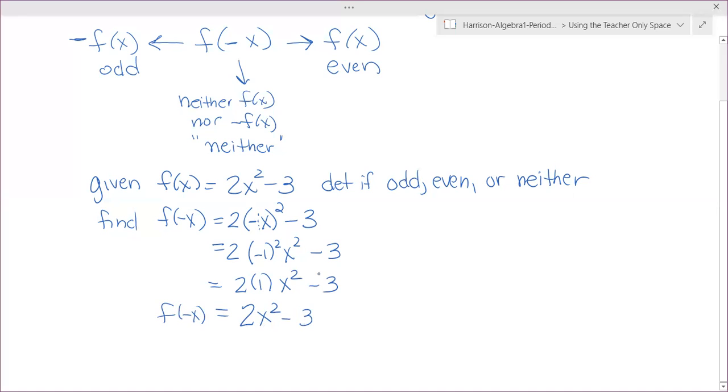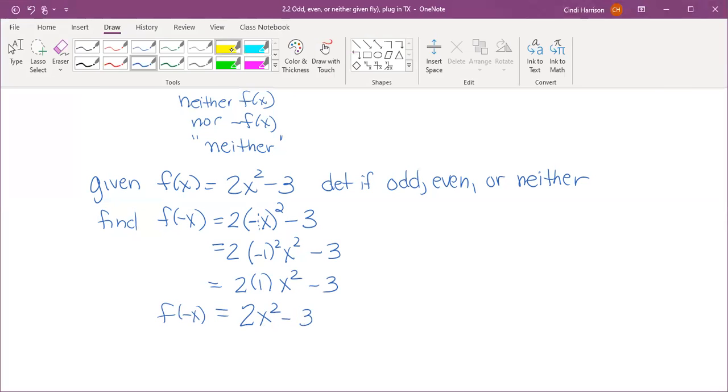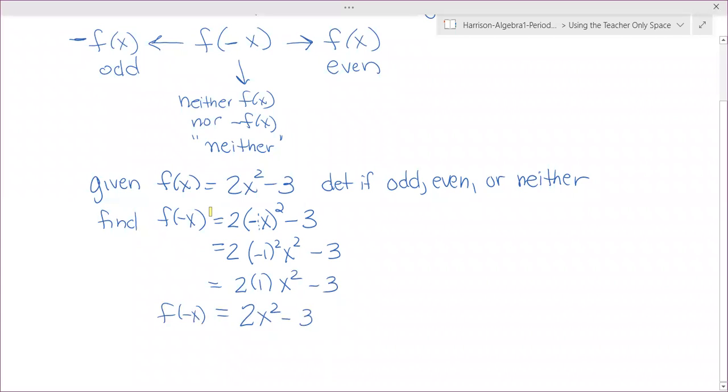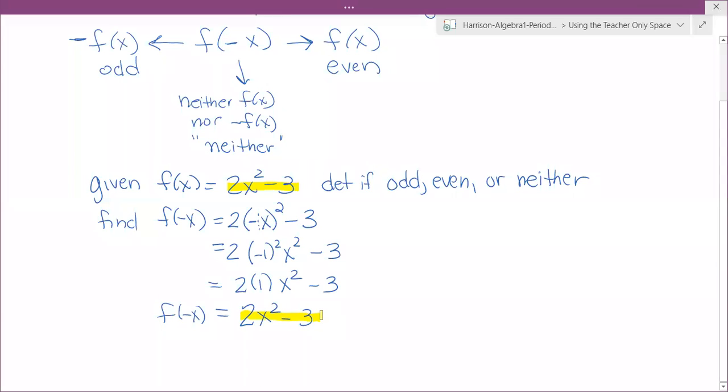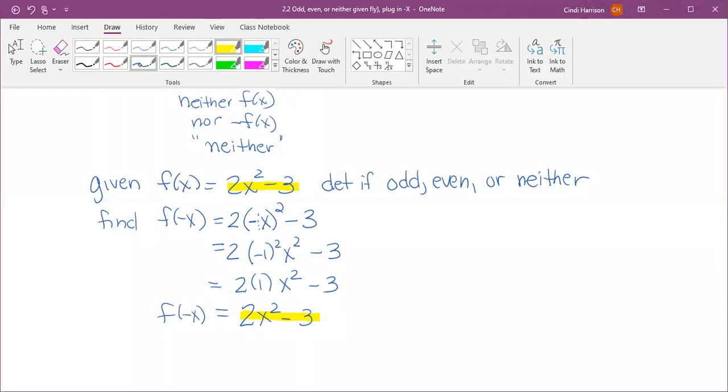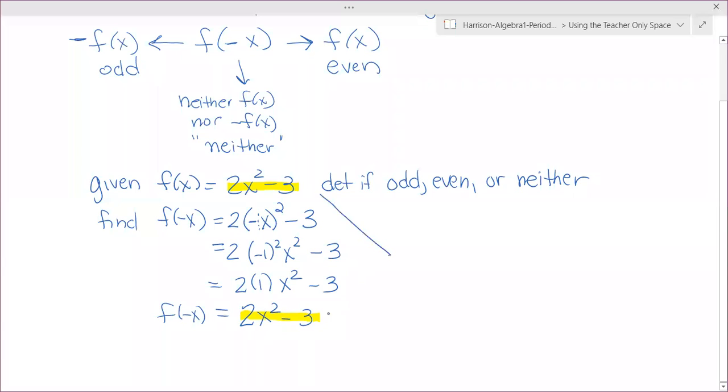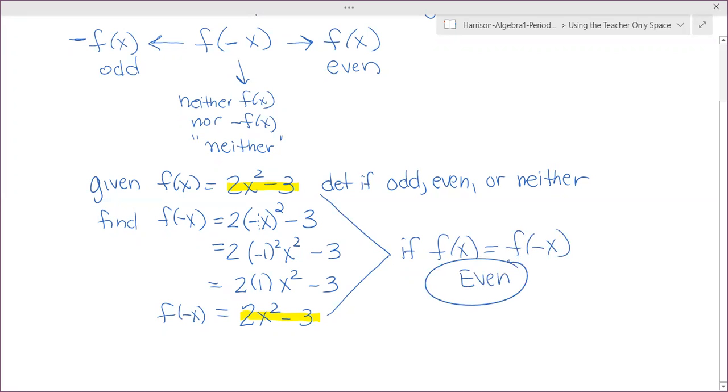Now notice if we compare that to where we started, see if I can get my handy dandy highlighter here. So we started out by saying f of x equals 2x squared minus 3. Notice at the end, after substituting in the opposite of x, I get the same thing, the same result. So that tells us then if these are the same, if f of x equals f of the opposite of x, then our function is even. So if it stays the same, it's even.